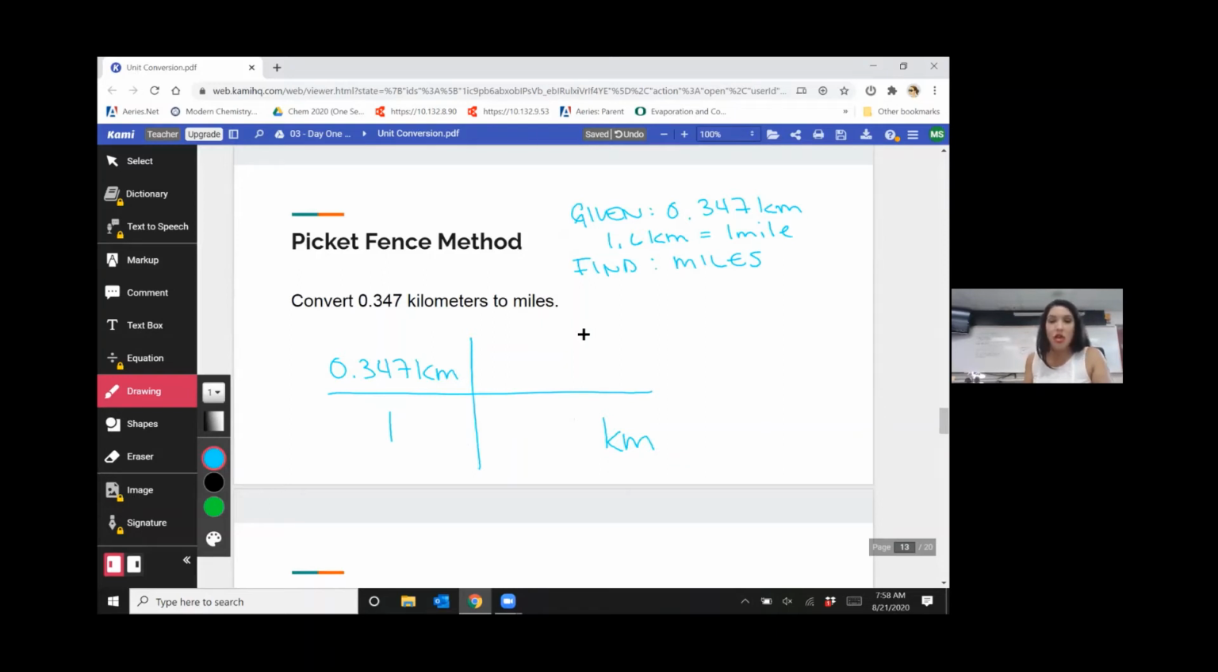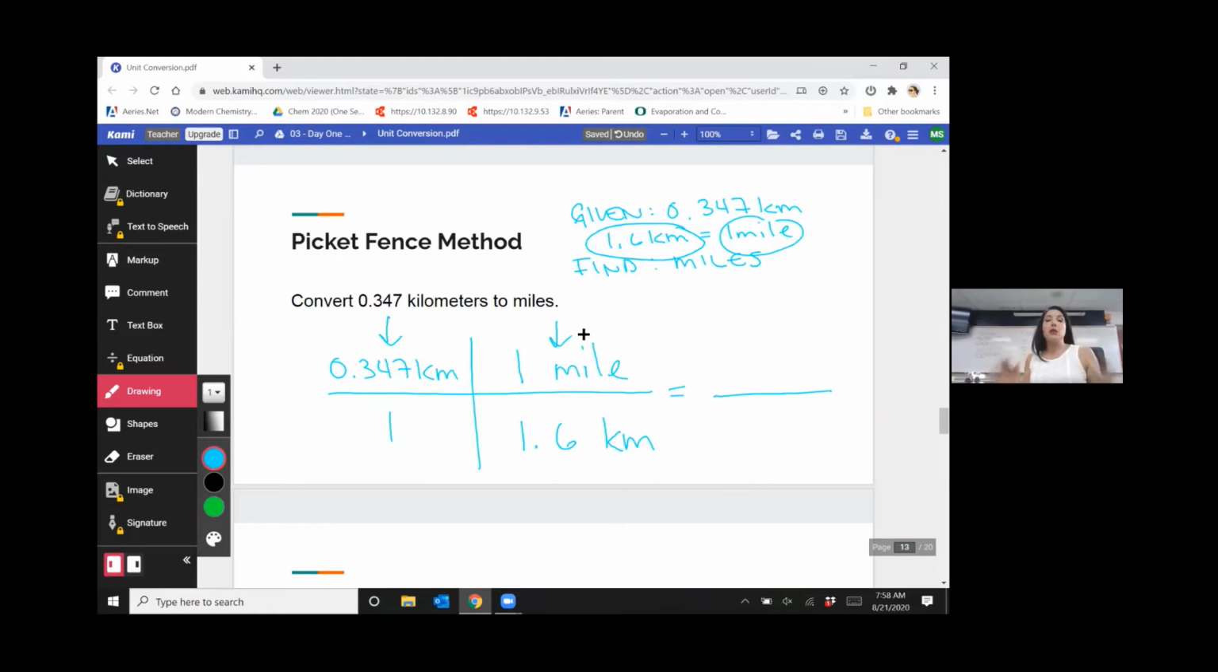So what unit up here at the top gives me a ratio between kilometers and miles? Here it is, 1.6 belongs to the kilometer, 1 belongs to the mile. All right, so now I have the quantity I started with, a ratio that compares the two quantities to one another, and I'm ready to solve.